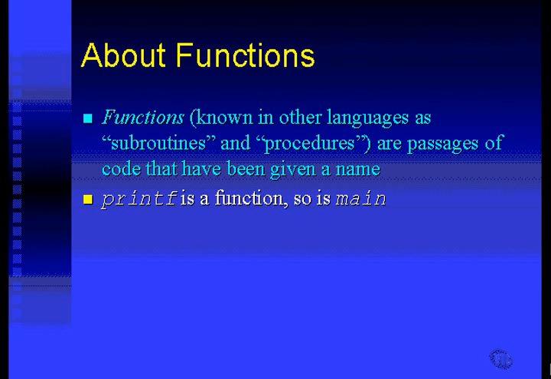So the word main is the name that's been given to the code that we've written. In this chapter we're going to see how to write some other code and give it a different name. And then of course once we've written it, we can run it as many times as we like.